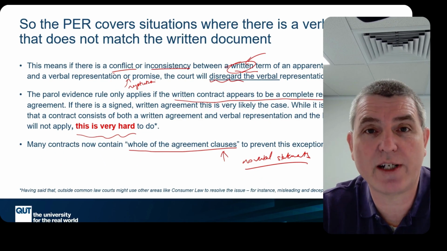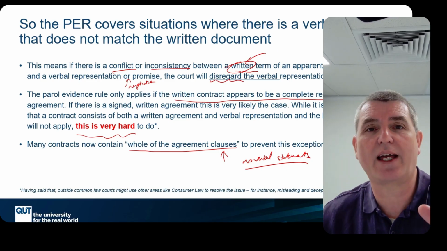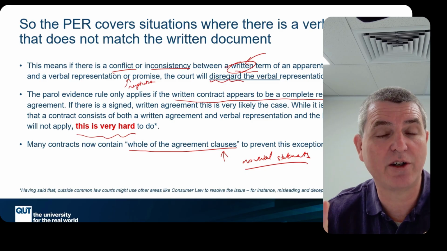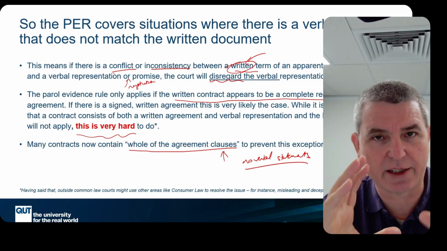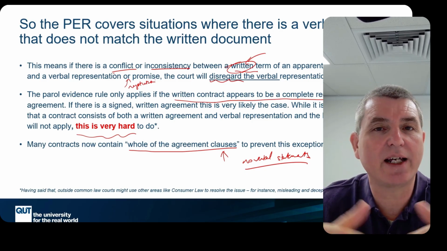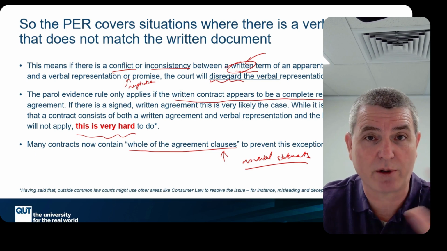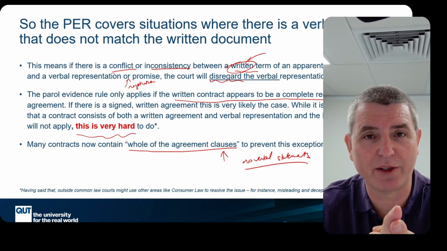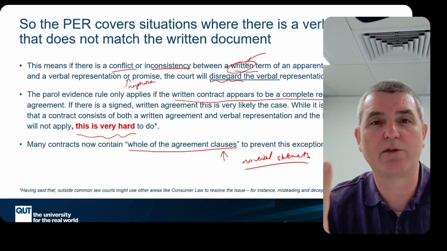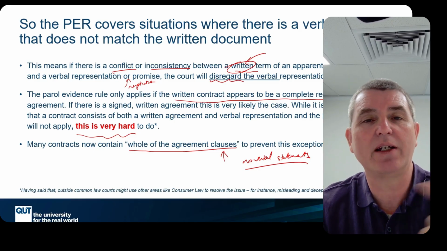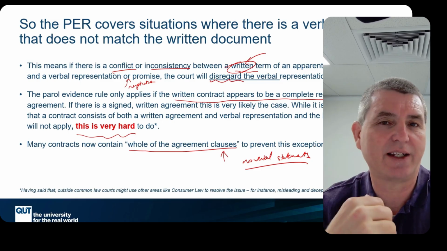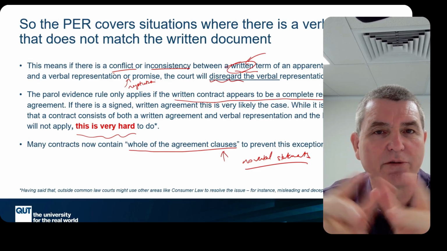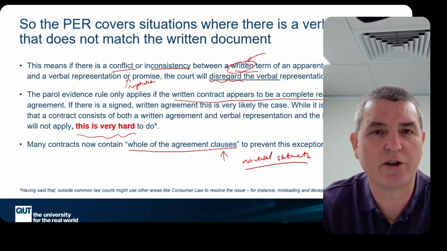Okay, so that's an introduction to the difference between representations and terms, the difference between express and implied terms. In this module, we're concentrating on express terms. And then we started down the path of differentiating between a representation and a term. The first thing that we dealt with was the parole evidence rule, which says if you've got a signed written document that looks like the whole of the agreement, verbal statements can't get into that document. They can't be a term of the contract. And we're going to continue on differentiating between a representation and a term in the next video.